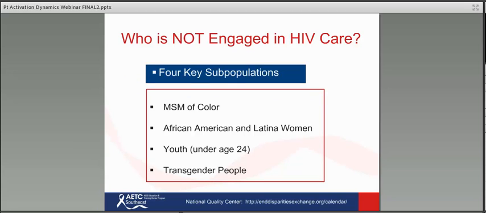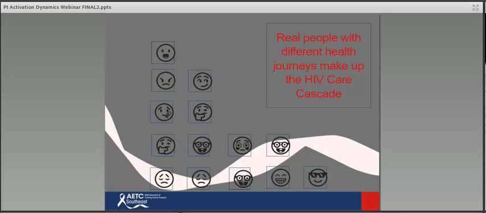Who isn't engaged in care? Well, many of the people that walk away from care are individuals, as we know, 4 key subpopulations of individuals living with HIV include MSM of color, African American and Latino women, youth under the age of 24, and transgender people. So we know we already have identified individuals who are most likely at high risk for walking off the team. Remember, they are part of the team. Having a care management team conference and having the patient not there is not a team conference.